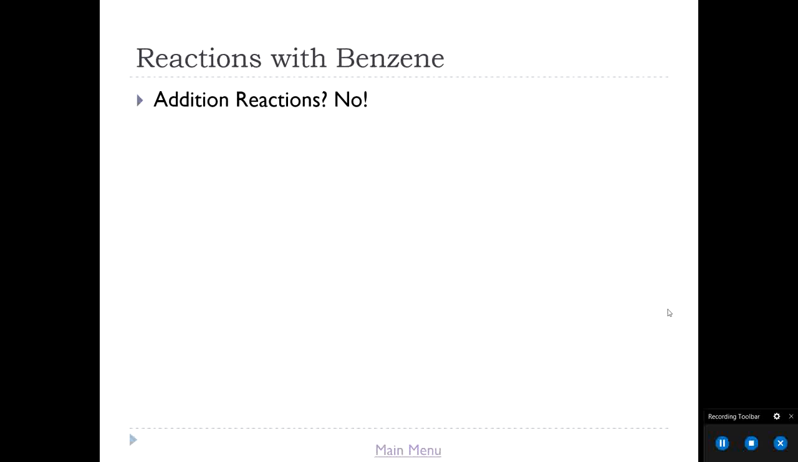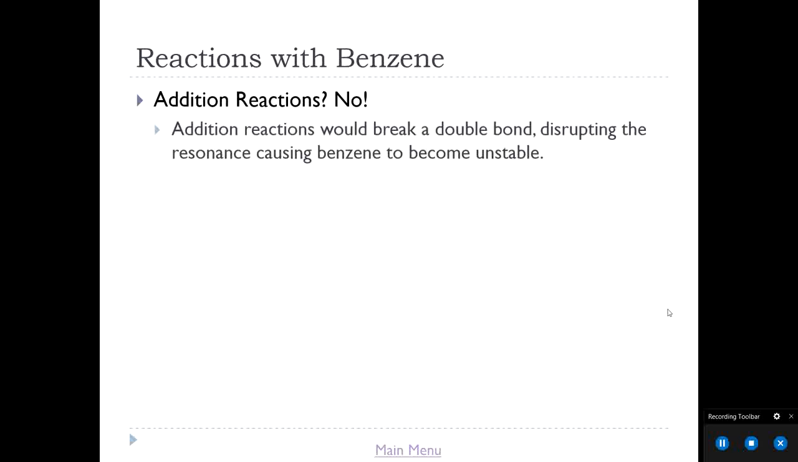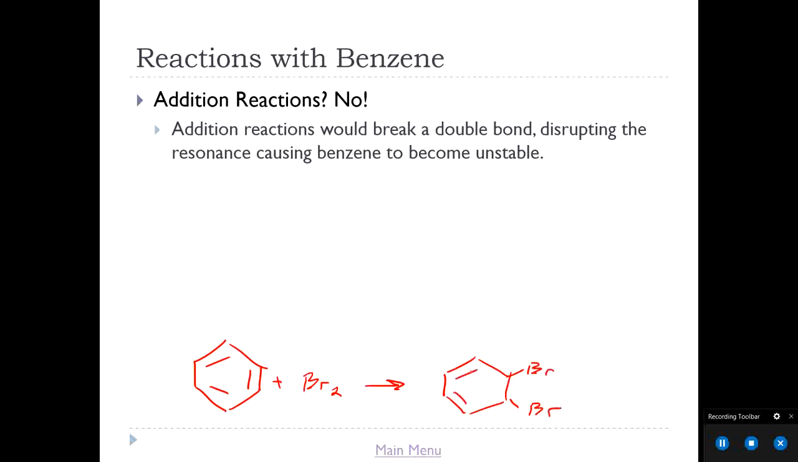So some reactions with benzene. Benzene, number 1, does not undergo addition reactions. So an addition reaction would break the double bond, disrupting the resonance. So if we had, let's draw Kekulé's version of benzene down here, which we'll often draw when doing reactions. If we were to add, let's say, we'll go with a bromine here, across one of the double bonds. So we have bromine, and we would still have our other double bonds here.